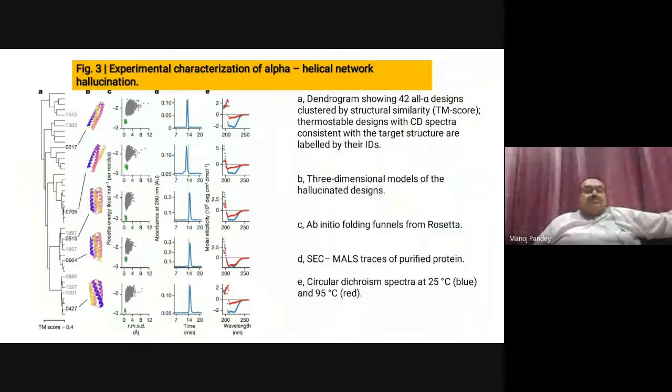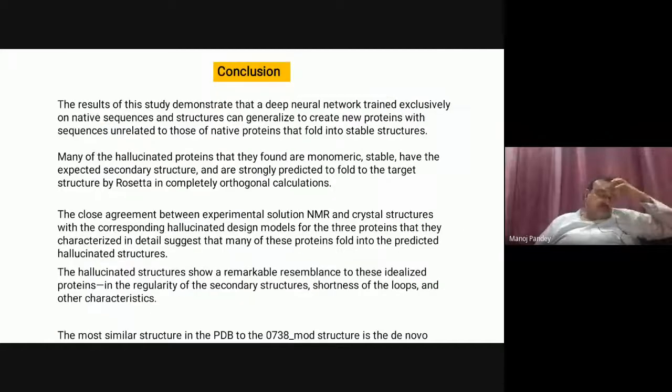Figure 3 comprises the experimental characterization of alpha helical neural network hallucinations. The first panel shows the dendrogram of all the helical design clusters by structural similarity on the basis of TM score. The most stable designs with circular dichroism spectra consistent with the designed structures are labeled with their IDs. The second column represents the 3D models of the hallucinated designs. The third column represents the ab initio folding funnels from Rosetta. Then the SEC-MALS data of the purified protein, and the circular dichroism spectra at 25 degrees Celsius in blue and 95 degrees Celsius in red.